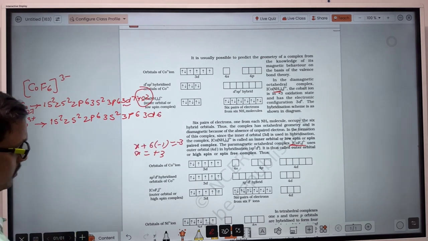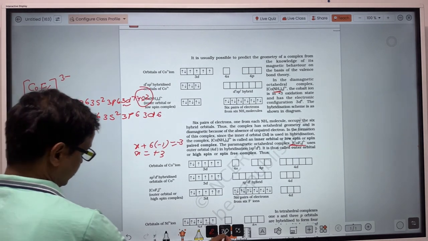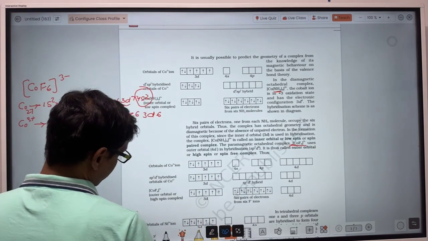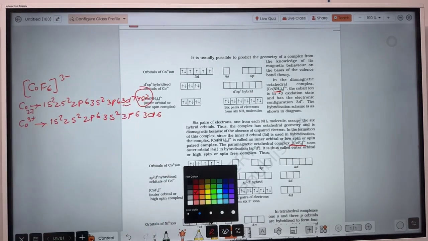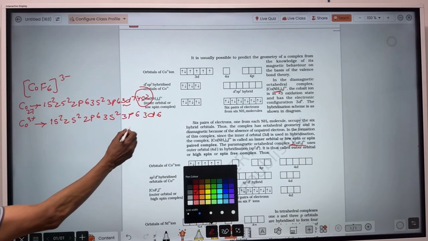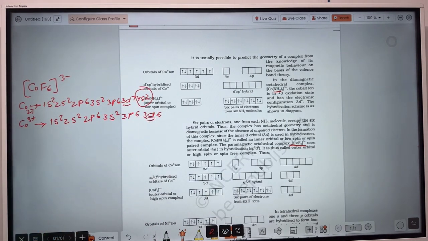Now what is here? The fluoride ion is a weak field ligand. The fluoride ion is a weak field ligand. That's why it will not induce the pairing of electrons in 3d.